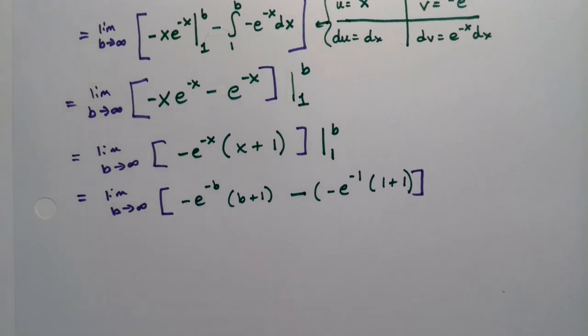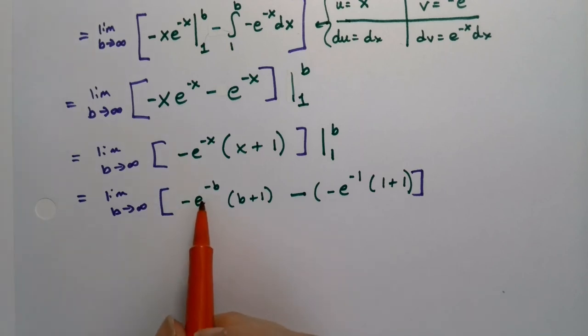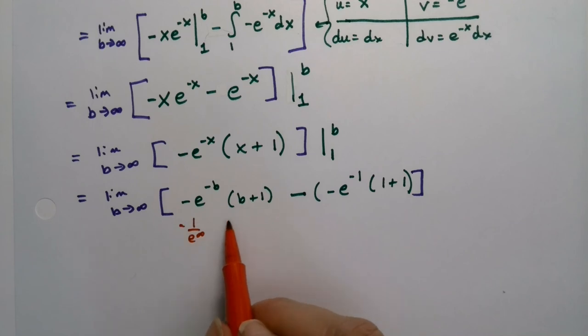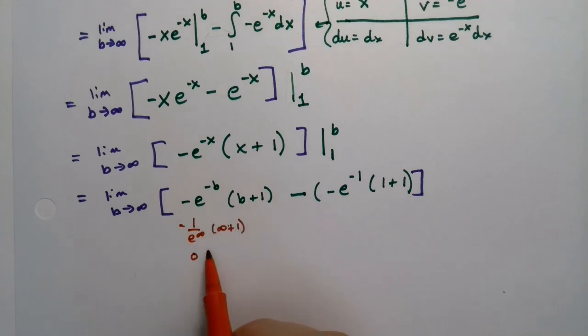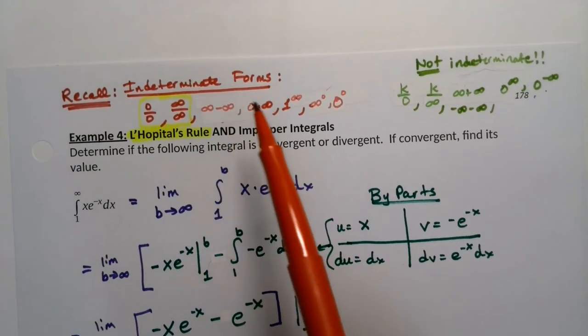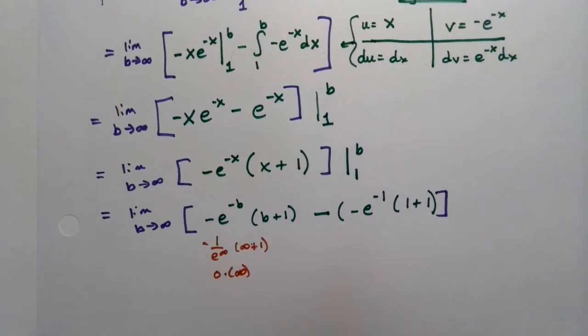Okay, so this value over here on the left, if I put infinity in, just think about this for a second. If I put infinity in, I would have 1 over e to the infinity. I mean, it's negative, but what difference does it make? And then times infinity plus 1. That's 0 times infinity. That is one of our indeterminate forms, right? So this one right here, this part is indeterminate.